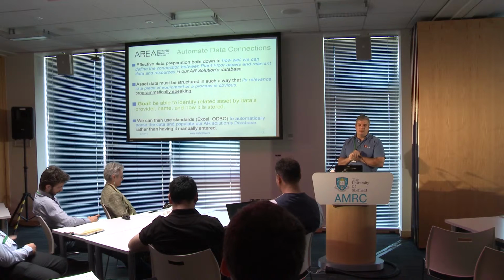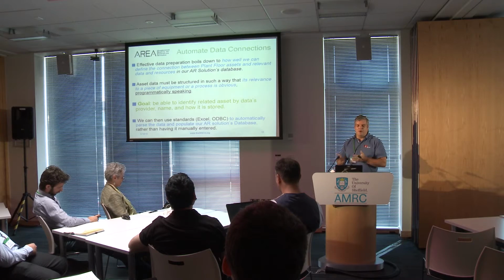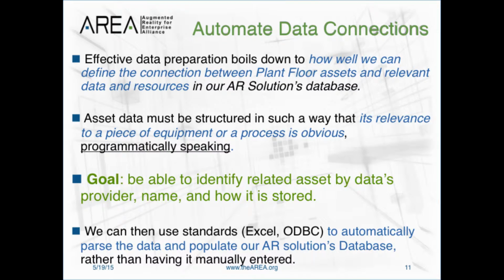So when we talk about automating data connections and preparing our data, basically it boils down to how well we can define the connection between plant floor assets and the relevant data and resources in our AR solution's database. My solution has to know that's the incoming bank motor, and then it has to go pull up that relevant information. Therefore, your asset data must be structured in such a way that its relevance to a piece of equipment or a process is obvious, programmatically speaking. All right, not from a user reading it, but from a computer program reading it.